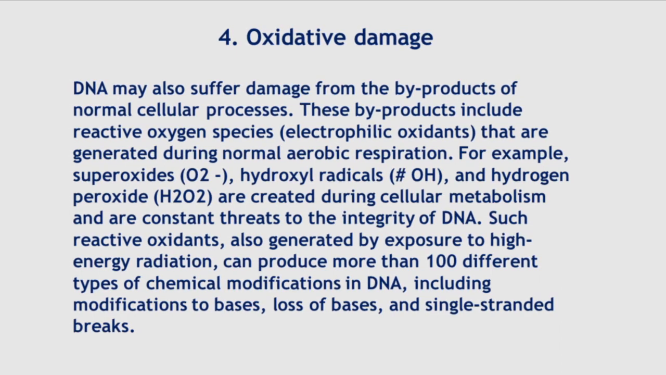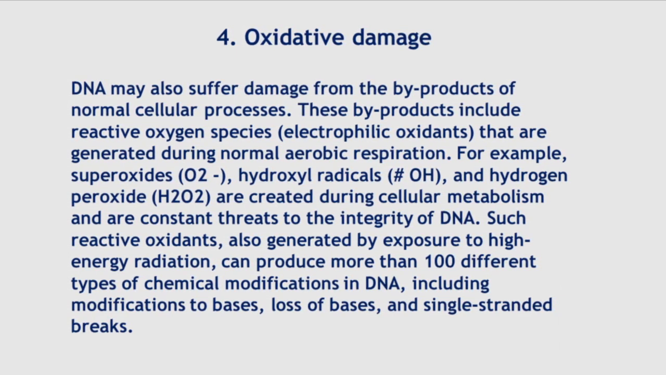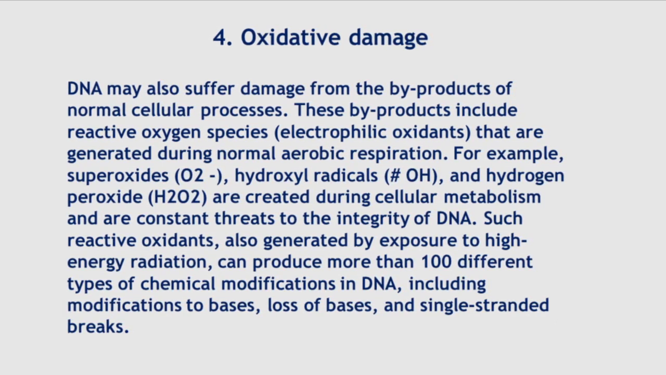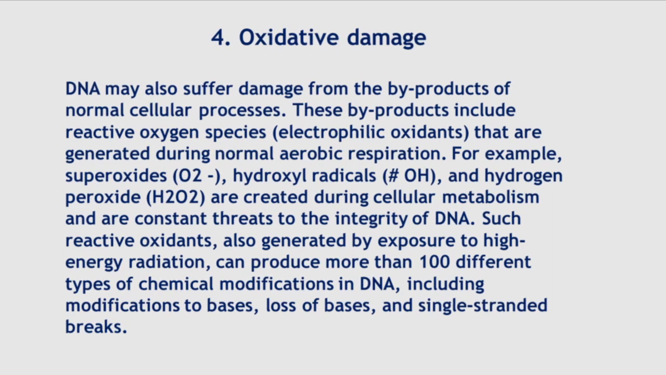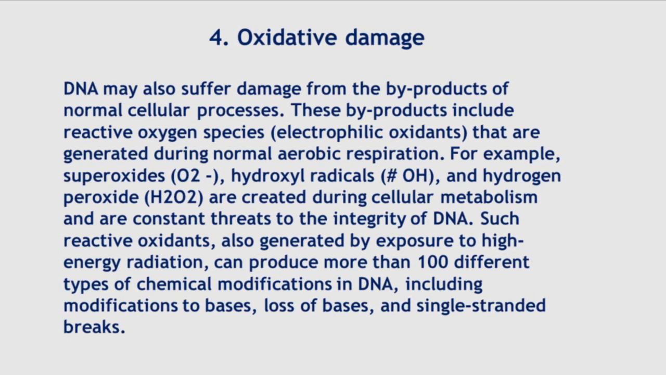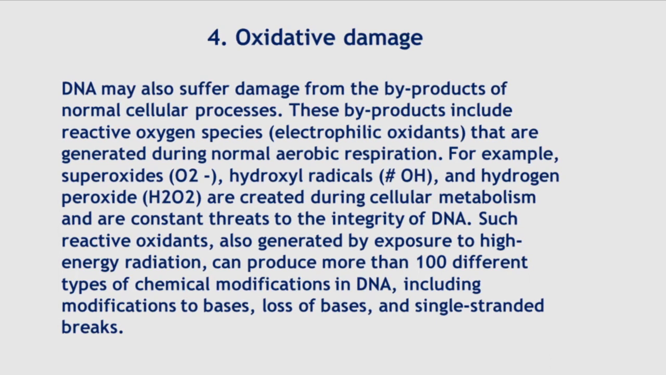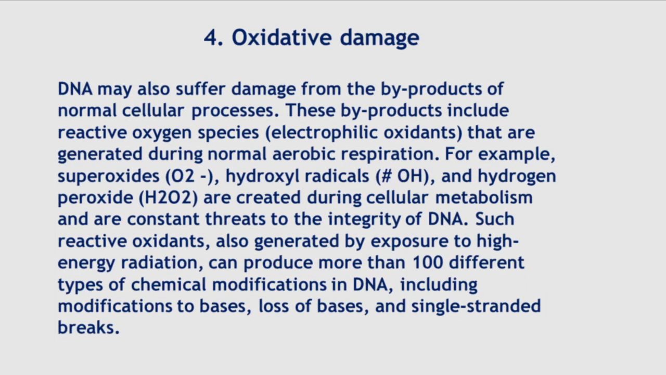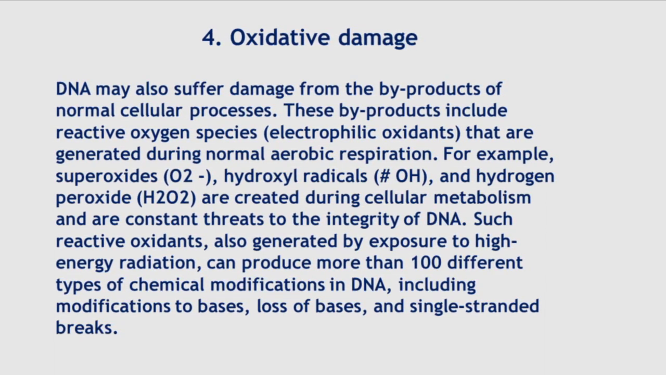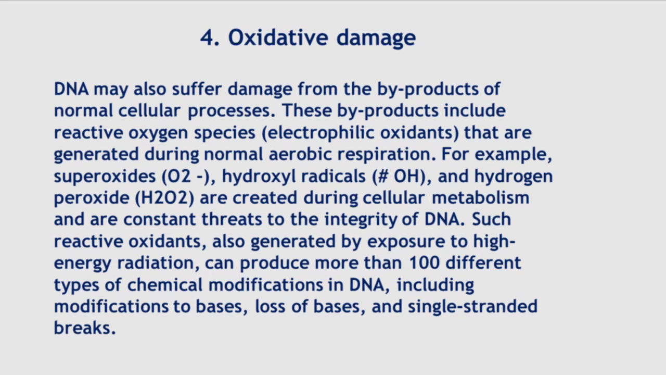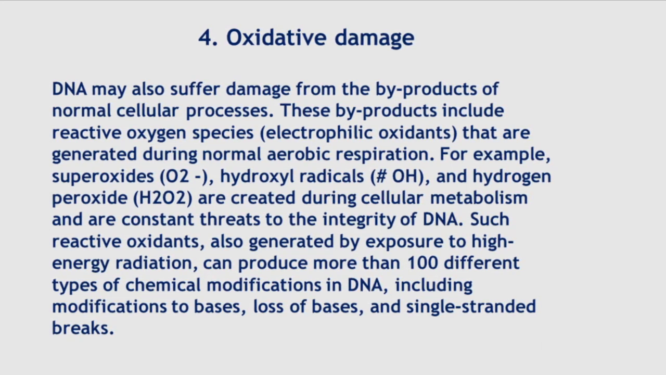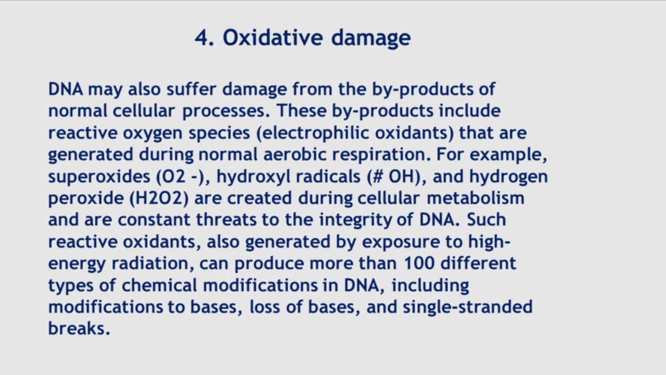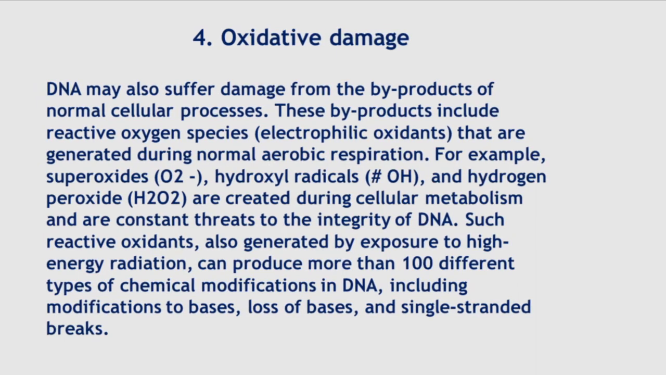several byproducts are synthesized, and one important, interesting byproduct is reactive oxygen, which is produced in aerobic respiration. The reactive oxygen species are, for example, superoxide, hydroxyl radicals, or hydrogen peroxide. During normal cellular metabolism, these compounds are created, and they are a natural and constant threat to the integrity of DNA. So what does that mean? That they will be there in the cell and they will come and damage and change the DNA.